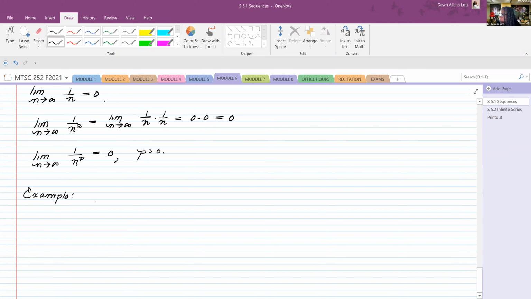Let's let a_n be (2n minus 3) over (4 minus 5n). Okay, so I would get the limit. Can anybody tell me what the limit of that sequence is just by looking at it? Can anybody tell me what the limit of that sequence is? Any idea?